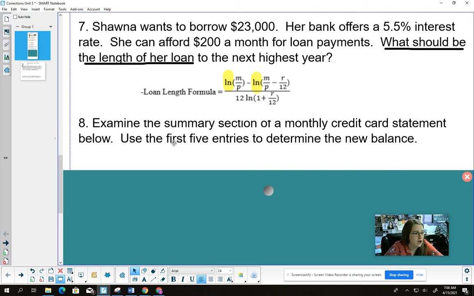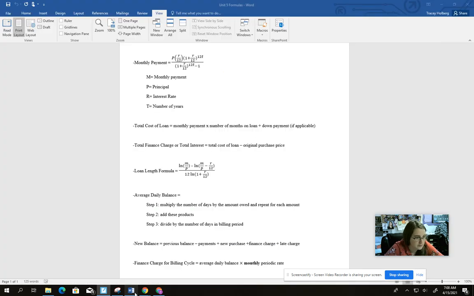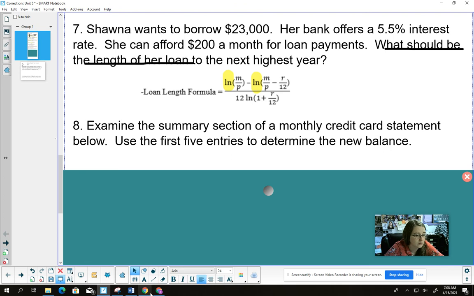Okay, number 8. Oh, I forgot that I didn't copy this. Let me see. 1 second here. I'm going to have to cut this part out.